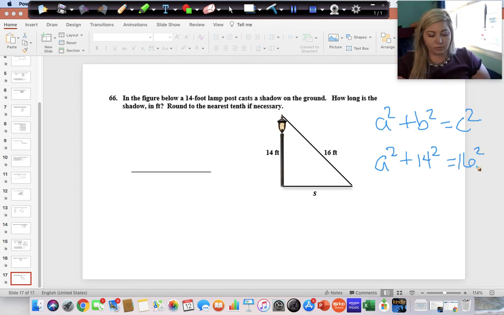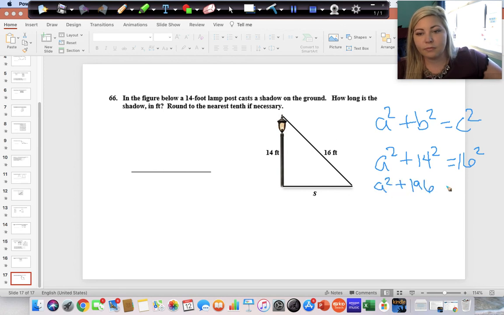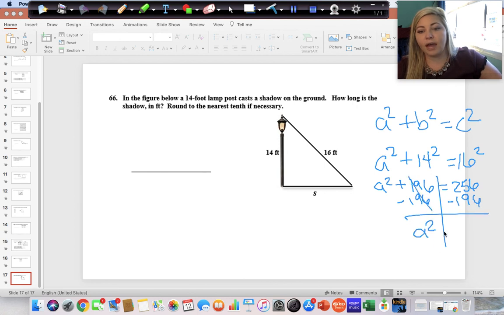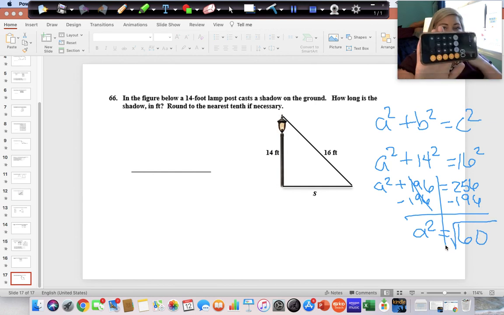So, 14 times 14 is 196. 16 squared is 256. So to solve this, we want to start by getting a squared by itself, so we are going to subtract both sides by 196. And then we have a squared is equal to 256 minus 196, which is 60. And then to find a, we just want to find the square root of 60.